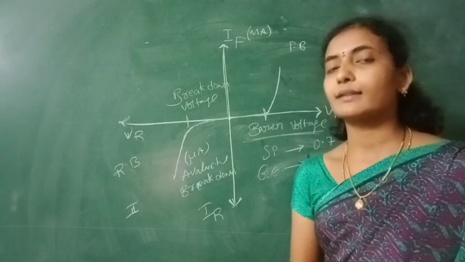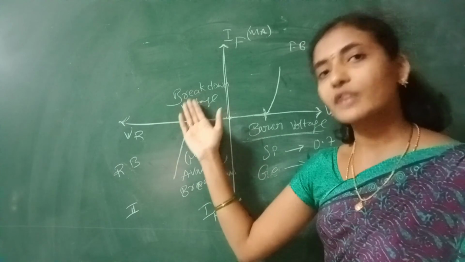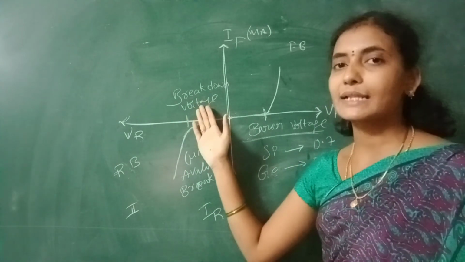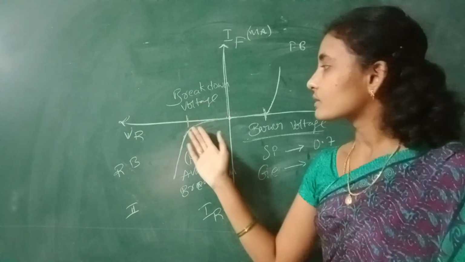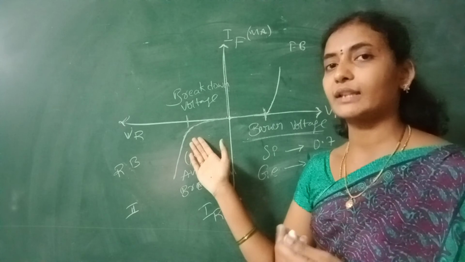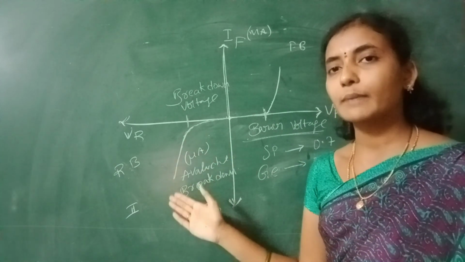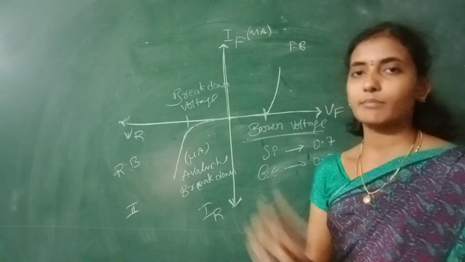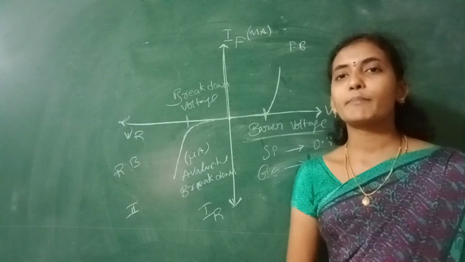Breakdown voltage is nothing but the maximum reverse voltage for the diode. If you increase the reverse voltage beyond the breakdown voltage, the component will be damaged. When there are small variations in voltage, the current sharply increases, which is the avalanche breakdown. So this is about the VI characteristics of the PN junction diode.